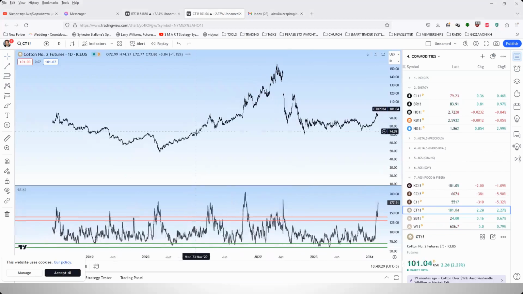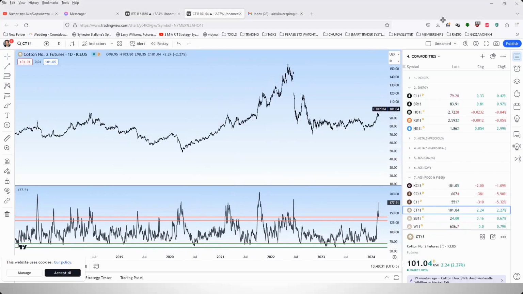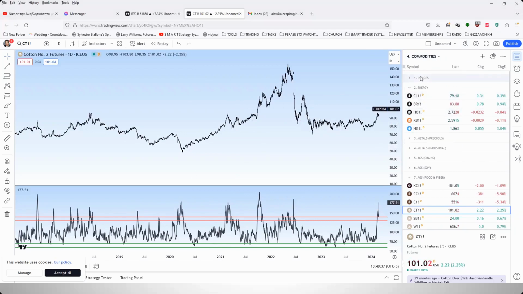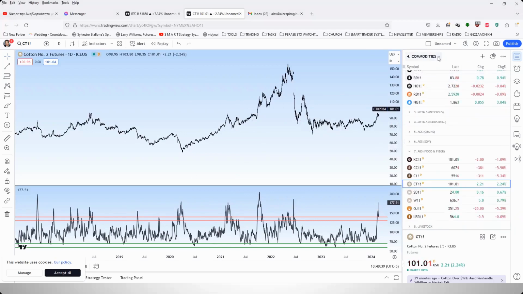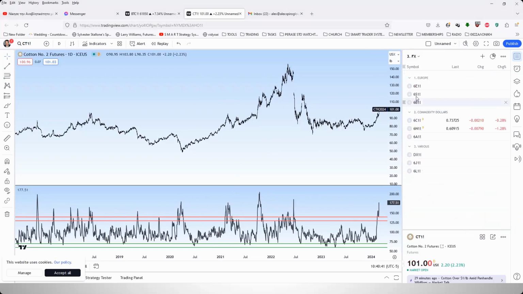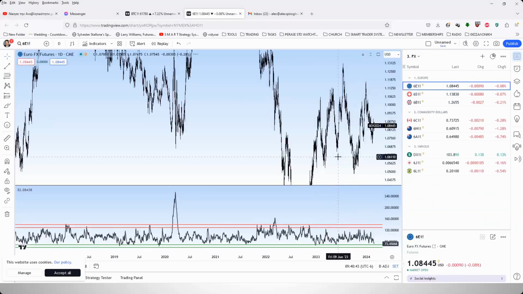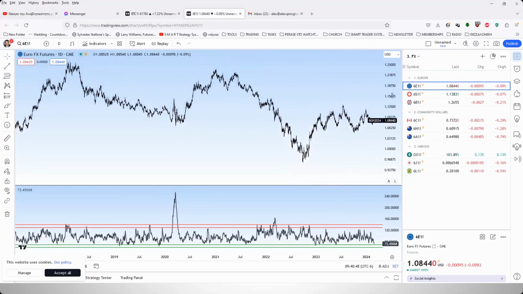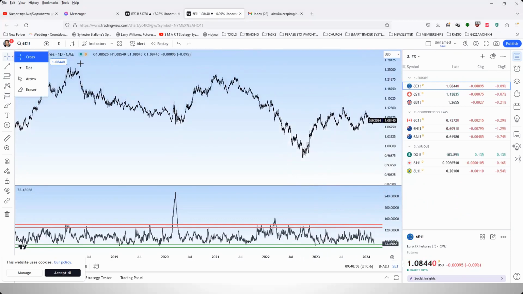Okay. So this is a chart of cotton futures. I was actually looking for another market. Let's go into how we look at FX. All right, so let's go to euro. Let's look at the chart of the euro. Now, I hope you can see the crosshairs I have here.